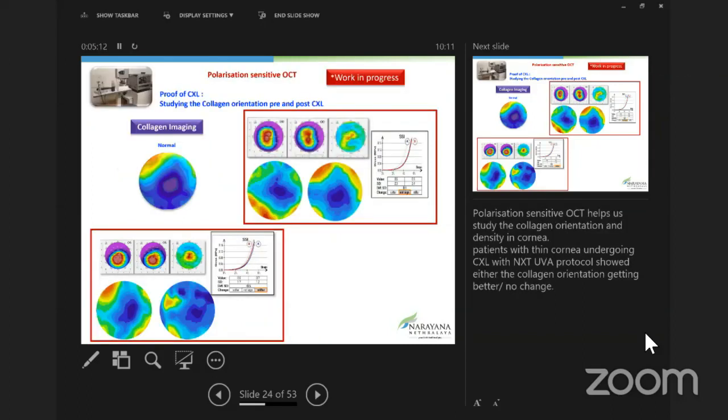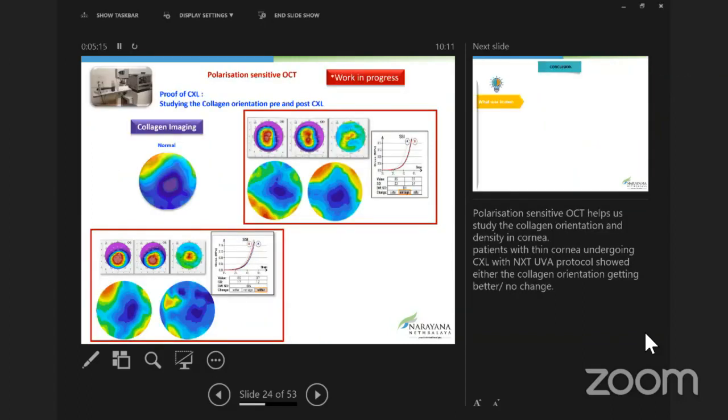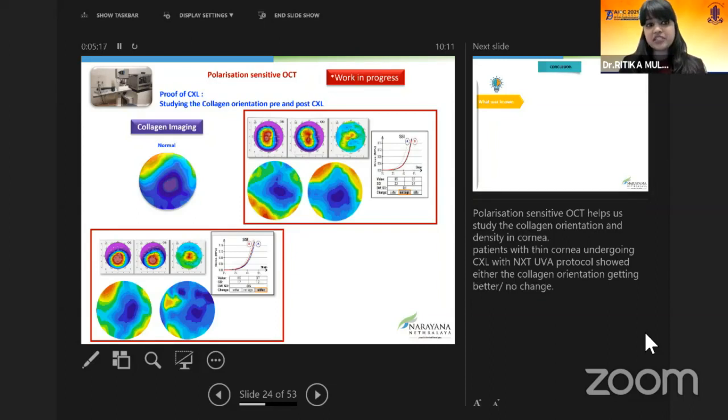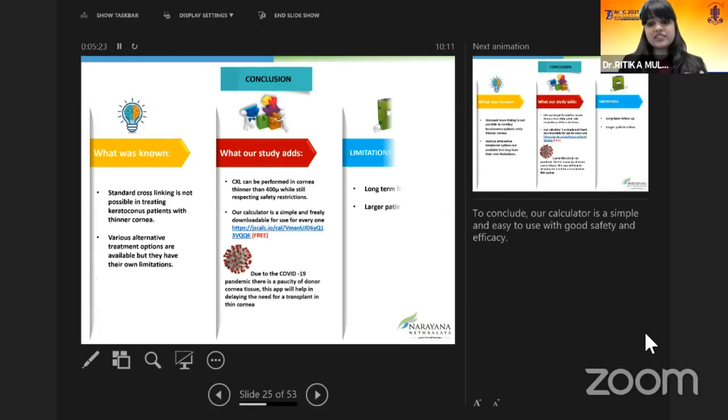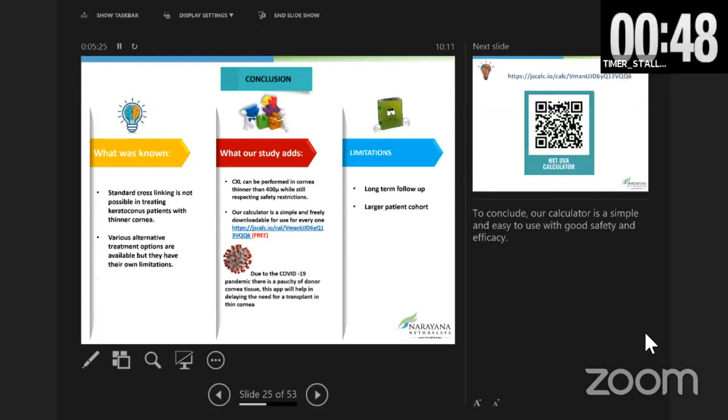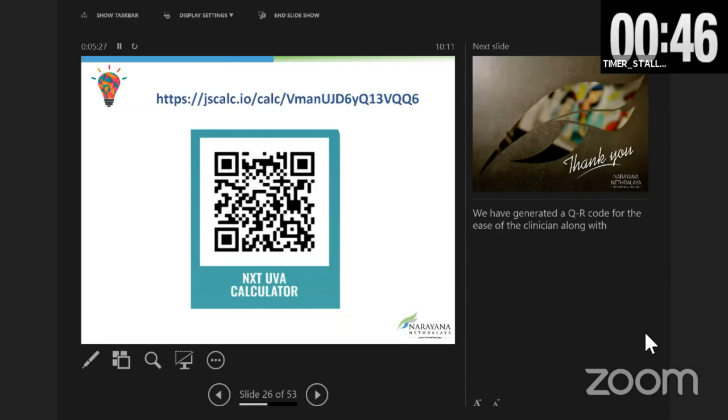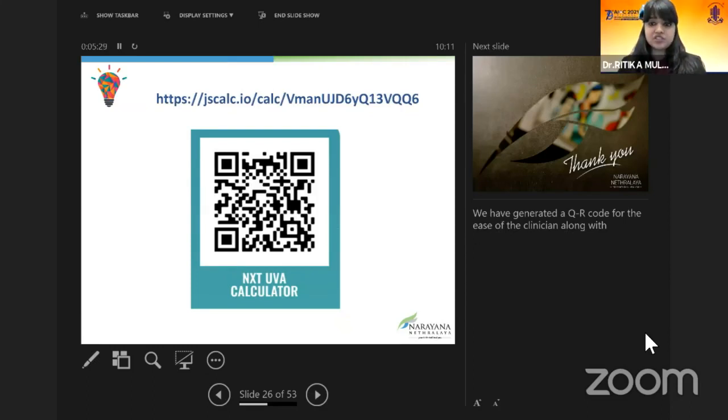We are further in the process of combining two studies, including polarization sensitive OCT. So what was known is that our calculator is simple and easy to use with good safety and efficacy. We have generated a QR code for the ease of the clinician. Thank you.